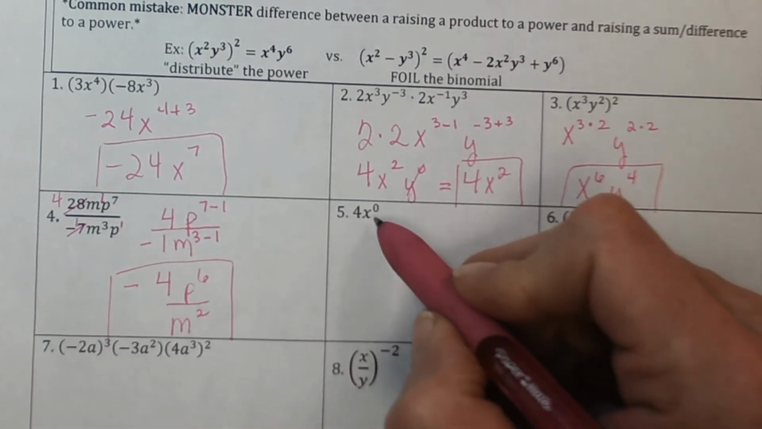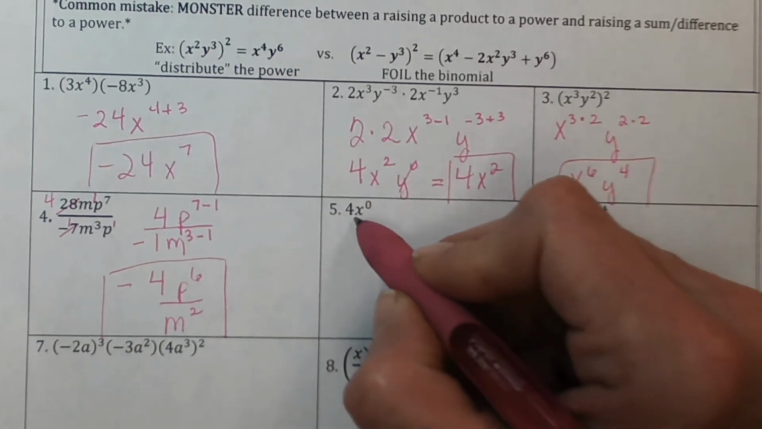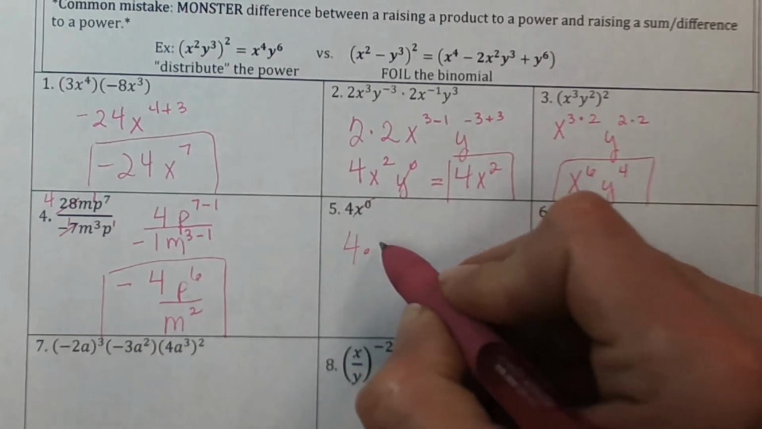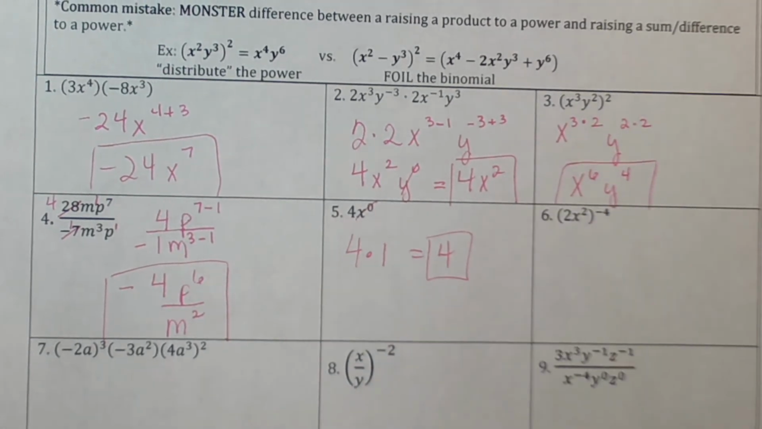Okay, now here, what do we know? Anything to the 0 power is 1. So this just becomes 4 times 1, which is just 4.